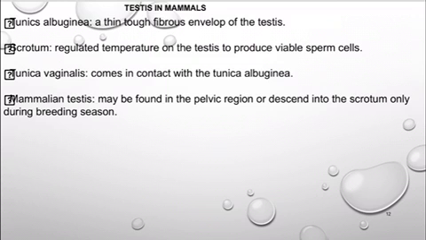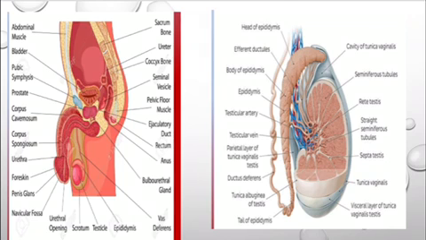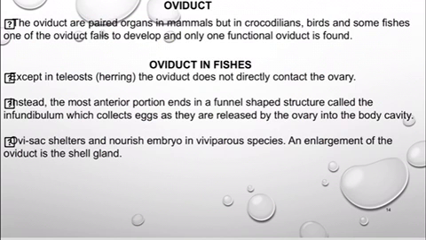I'm talking about the testis in mammals. Right here is an illustration of the testis as seen in the scrotum of humans. That's the testis in mammals. Oviducts. What about the oviducts? Oviducts, as we know, are paired organs in mammals.